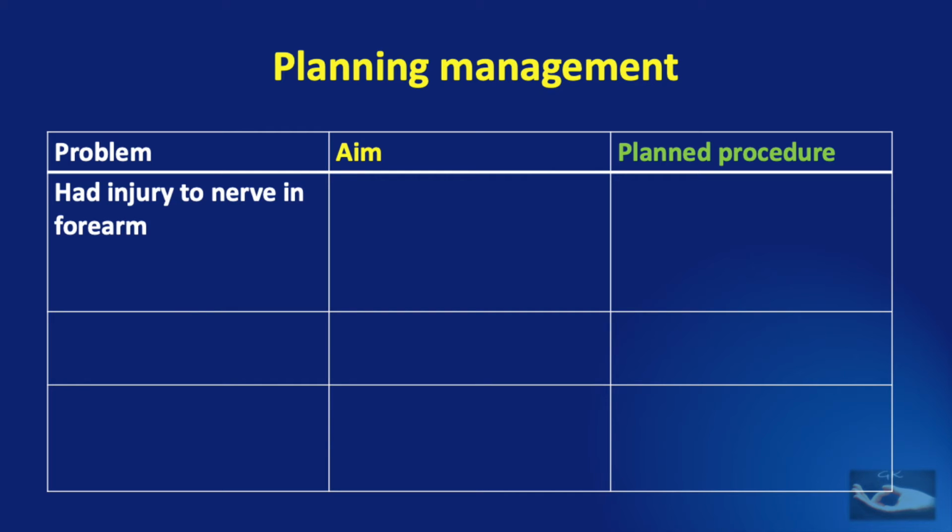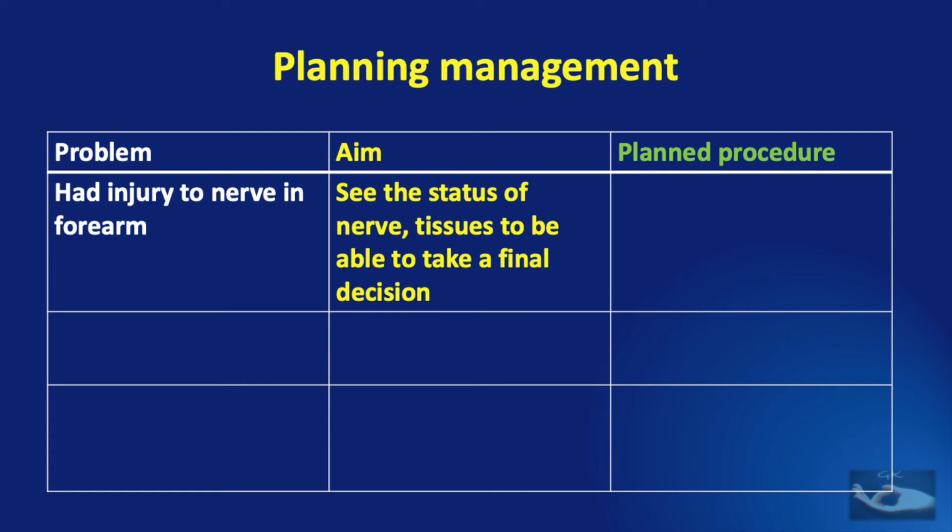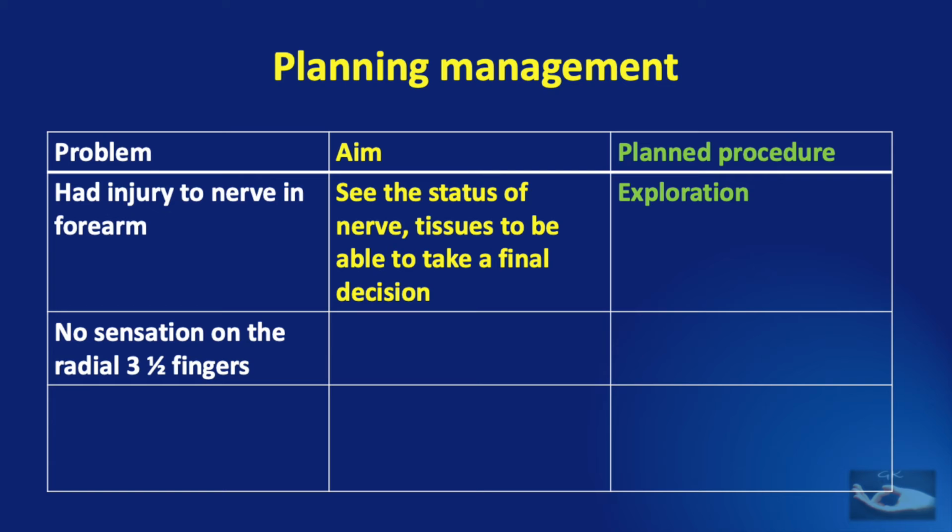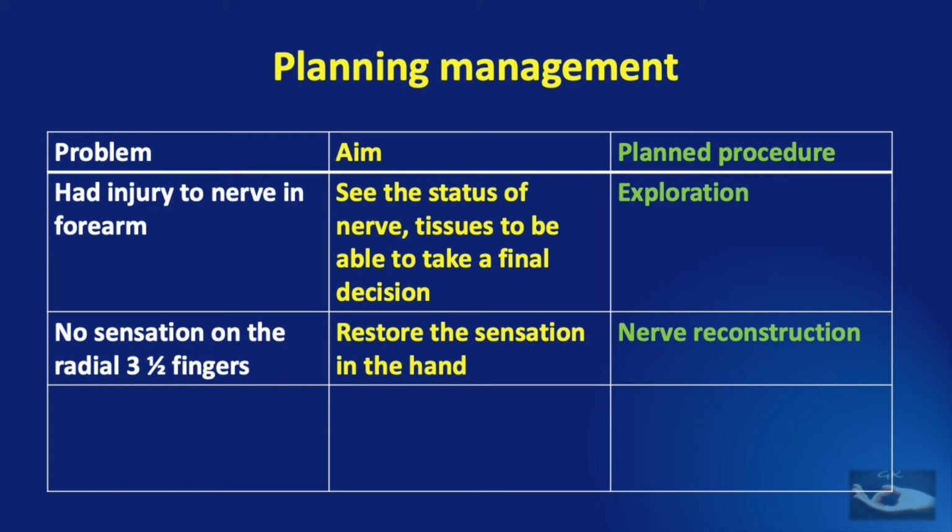The first problem is that he has had an injury to the nerve in the forearm. Now the aim here would be to see the status of the nerve and the tissues to be able to take a final decision of management. The planned procedure for this should be an exploration. The second problem is there is no sensation on the radial 3.5 fingers of the left hand. So we need to restore sensation in the hand, especially the radial fingers which are important for the grip. This can be achieved by a procedure known as the nerve reconstruction.